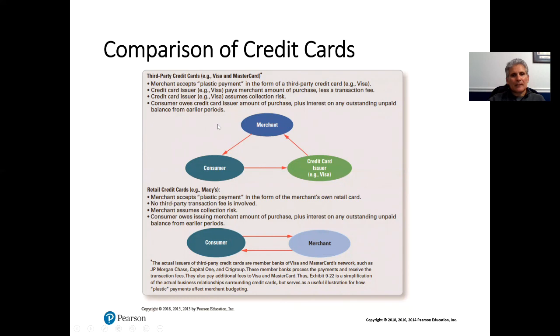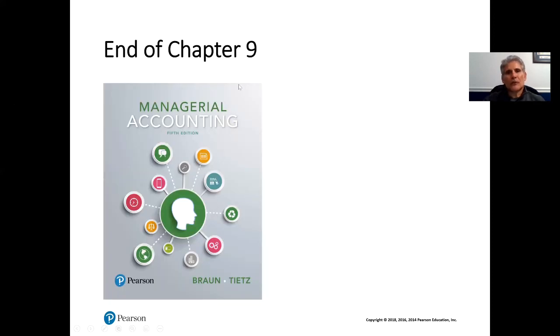There's a graphical representation of comparisons of the different types of credit cards, third-party credit cards, and retail credit cards. Take some time to read through that, and that'll give you a feel for what those differences are. And so that completes chapter 9.